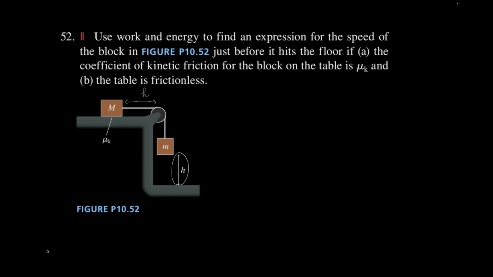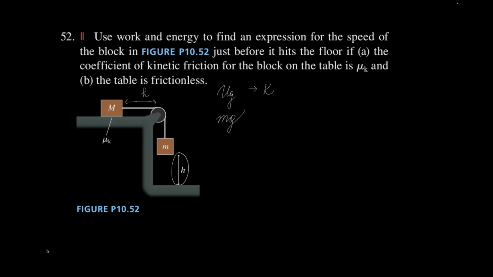And we need to figure out the coefficient of kinetic friction for the block on the table, and we need to figure out the speed of the block just before it hits the floor, right? So I'm going to say that my gravitational energy turned into kinetic energy for the system, right? And there are two kinetic energies because I have two objects. They will be moving with the same speed because they're connected with a string.